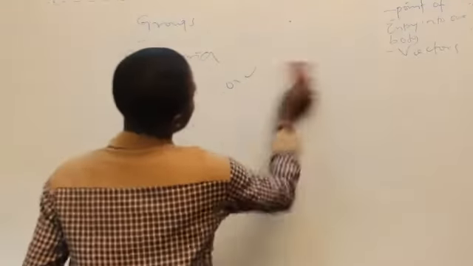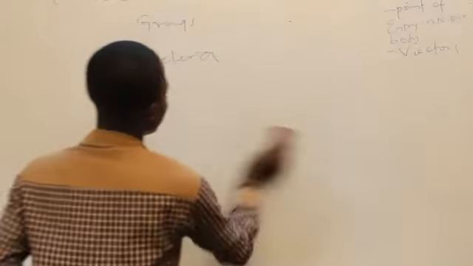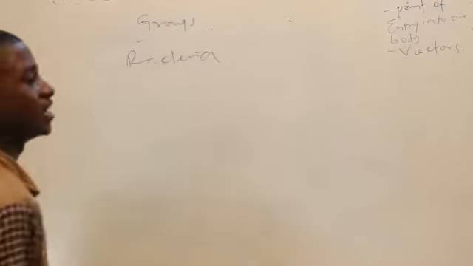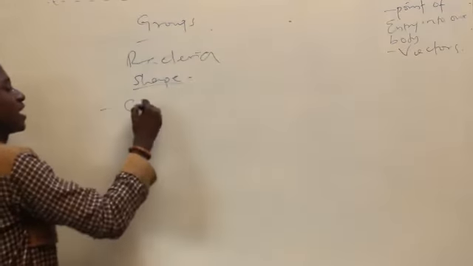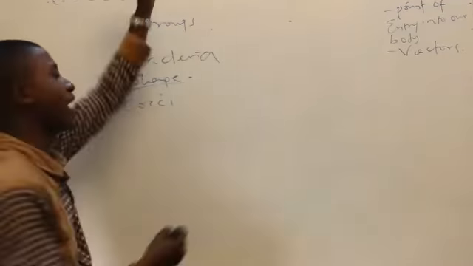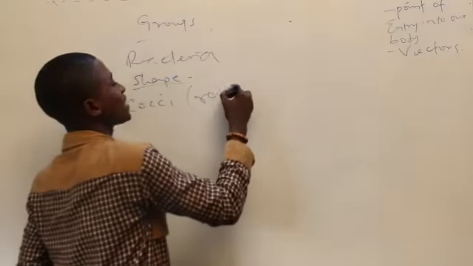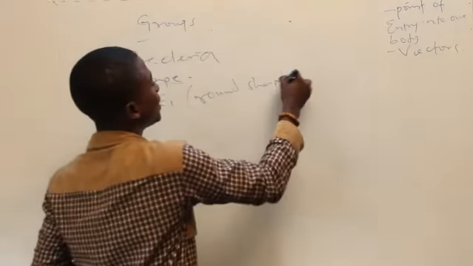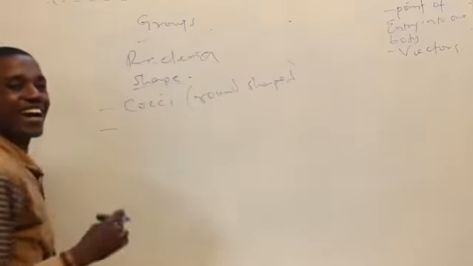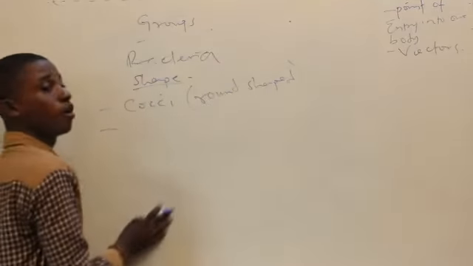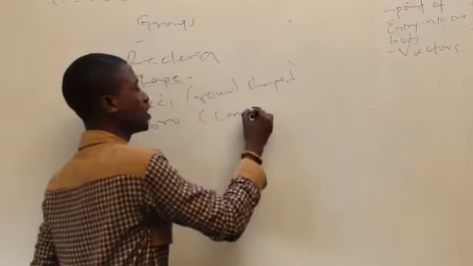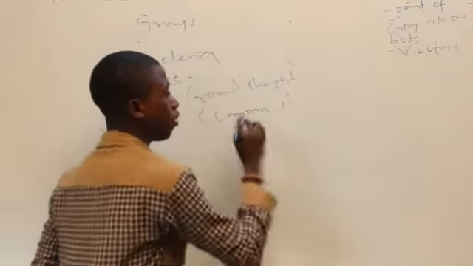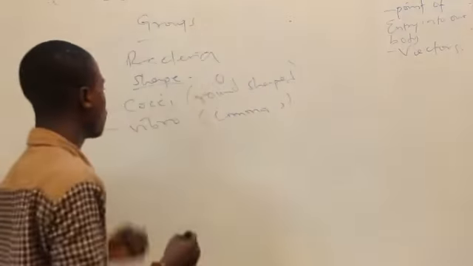Now we look at the classification of bacteria based on their shape, and that happens to be very interesting. Based on their shape, bacteria are classified as cocci. Cocci are round-shaped bacteria. Aside from cocci, we have what we call vibro. Vibro is a comma-shaped bacteria. That's what we call vibro.